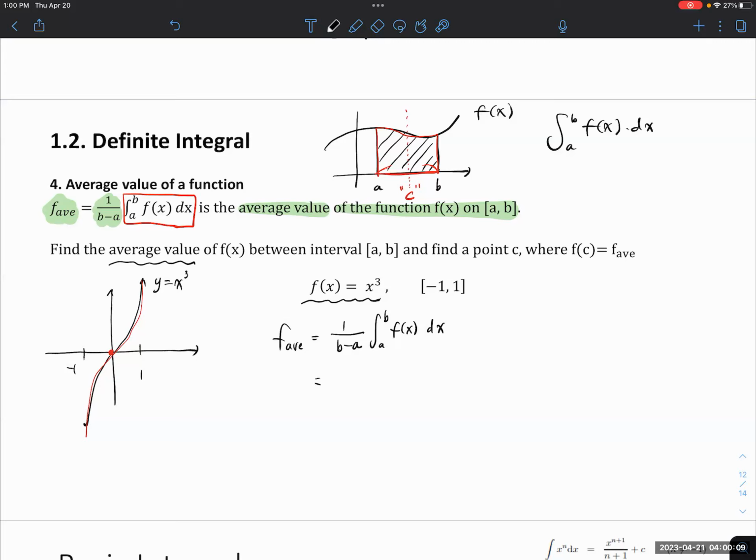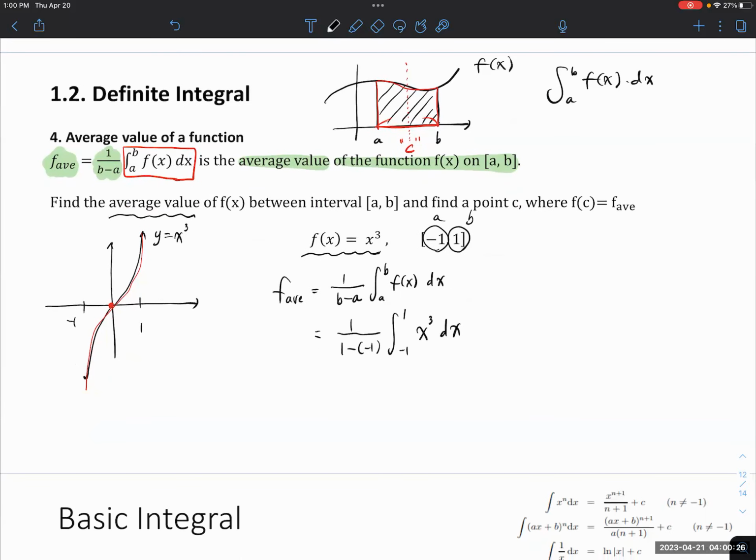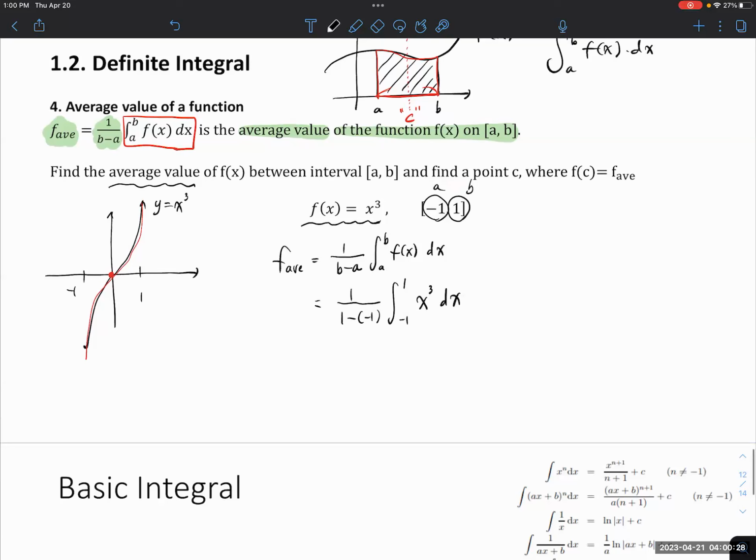So we're plugging in, this is a, this is b. So 1 over 1 minus -1, and then from -1 to 1, right? And then the given function is x to the third. Okay, good. So far, so good. And then let me rewrite it. It is going to be the integral from -1 to 1 of x to the third dx.